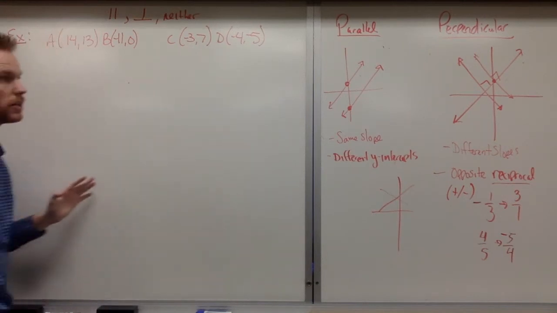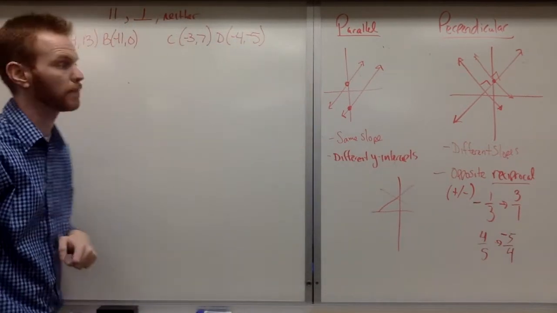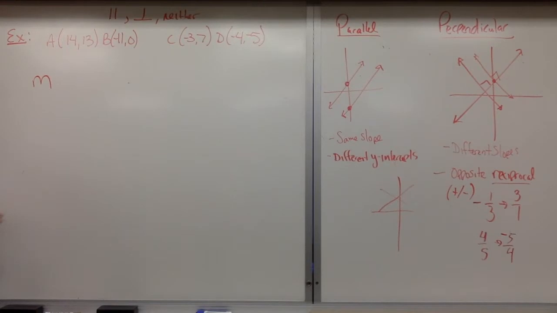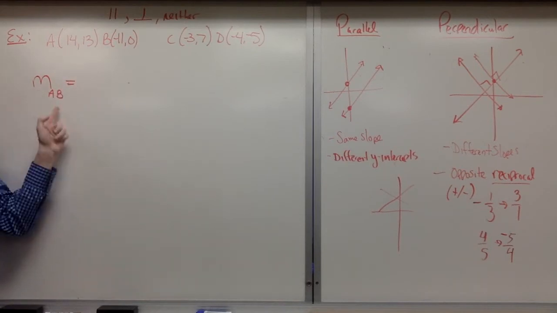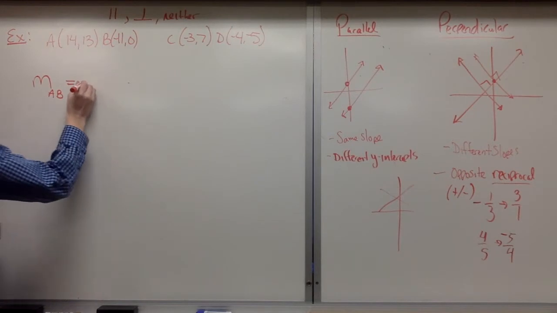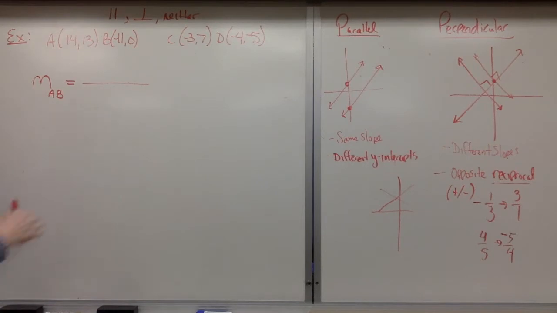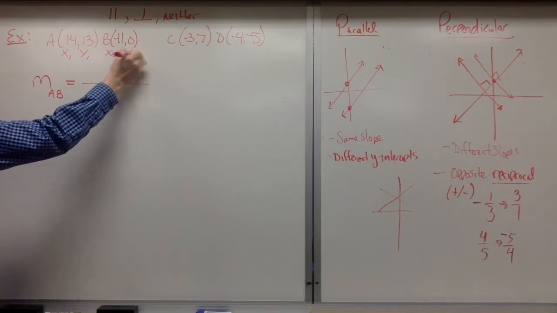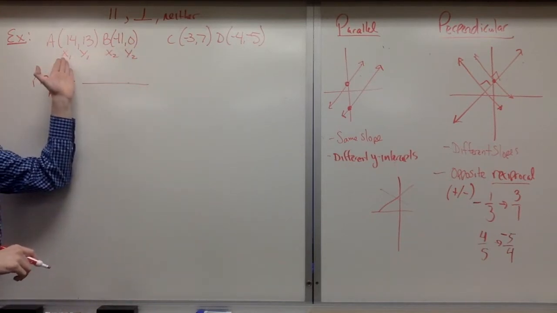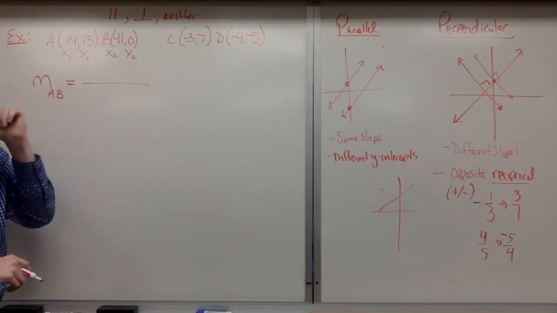What I'm going to do, since I know that the slopes can predict this, I'm going to calculate the slope for each line and make a comparison, okay? So what I'm going to do is I'm going to write M for slope, right? And then AB I'm going to put as a subscript. That way I know that this slope belongs to line AB. The formula, if you remember, subtract the y's over subtracting the x's. If you want to label, you can. This could be my first x coordinate, first y coordinate. This could be the second x coordinate, the second y coordinate.